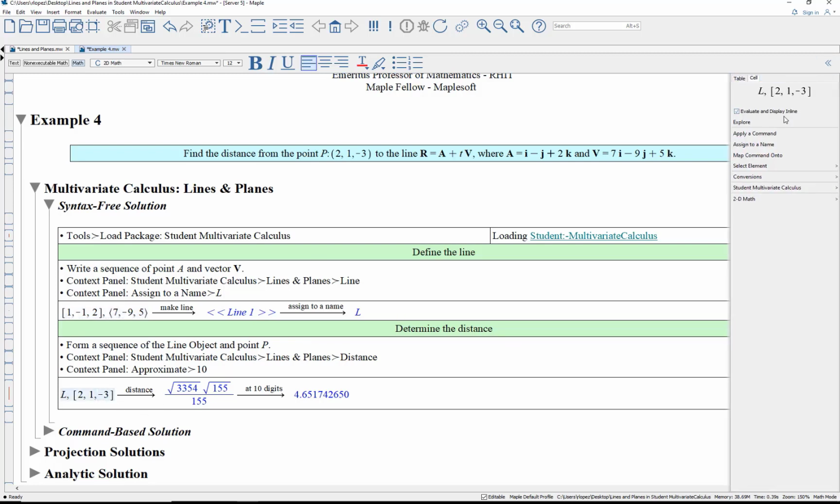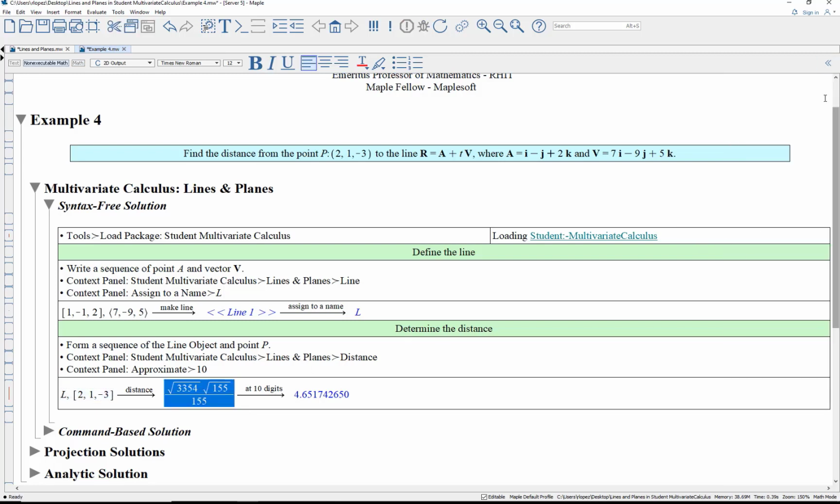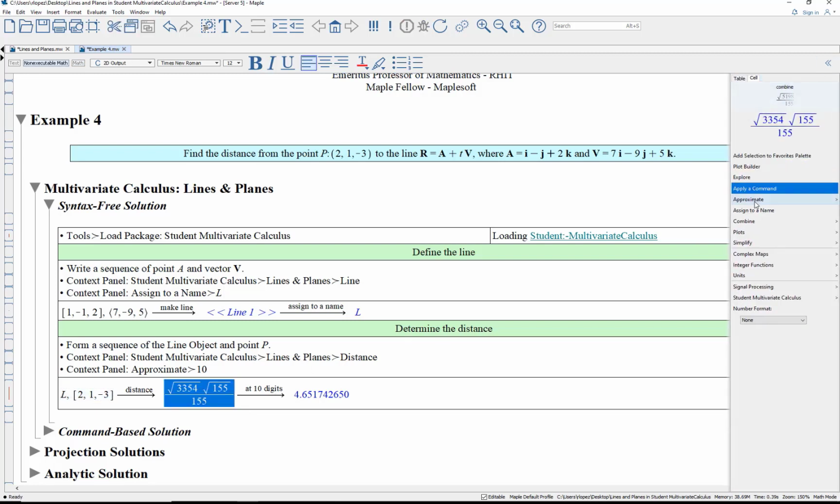Back to the context panel, Student Multivariate Calculus, Lines and Planes, and you have the distance option. Take that, you get this expression, and then that can be floated by this approximate. I picked 10 digits, and you get the distance.